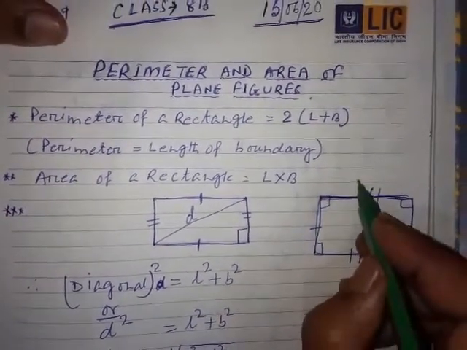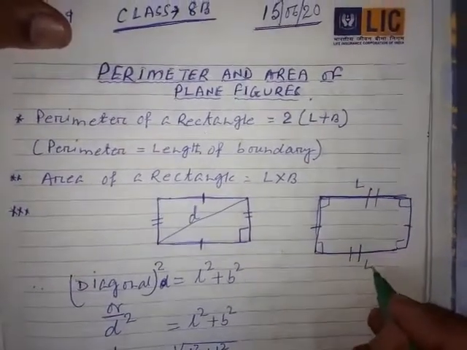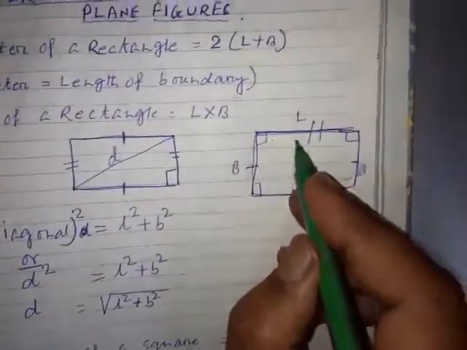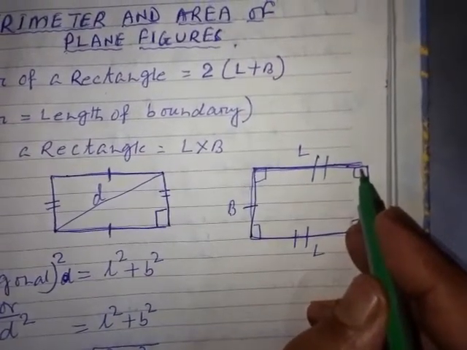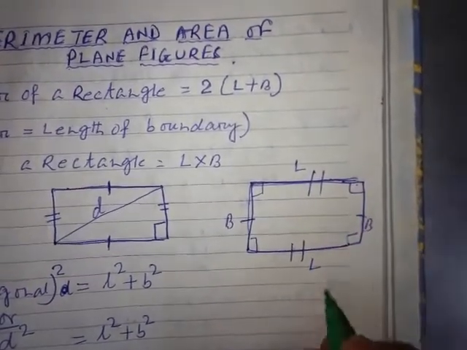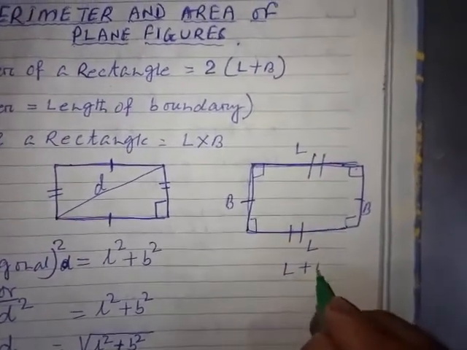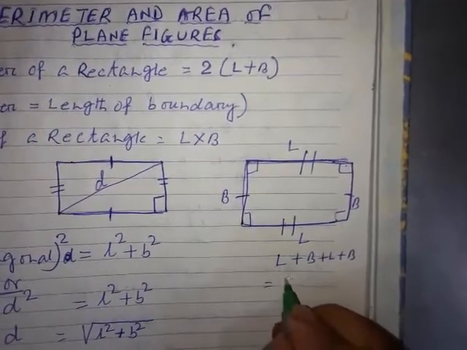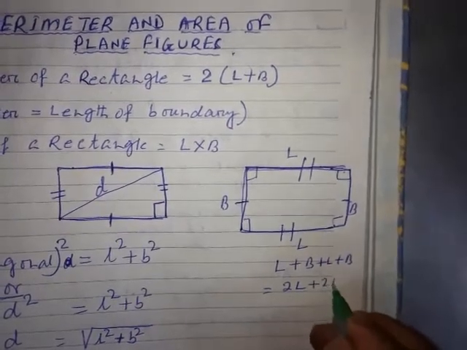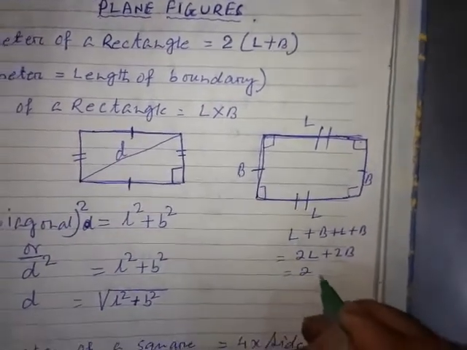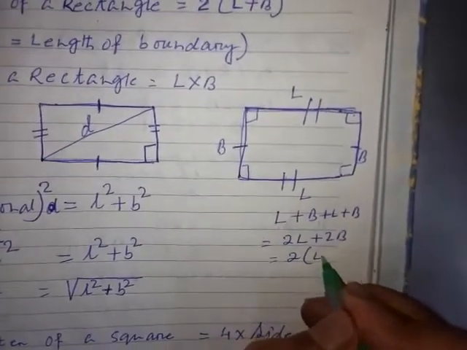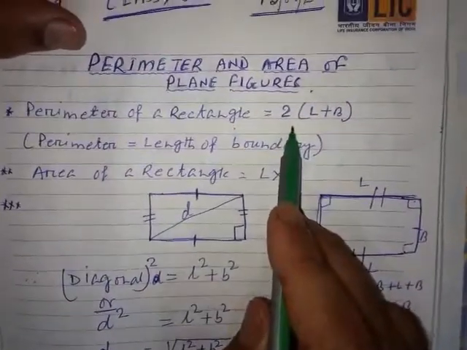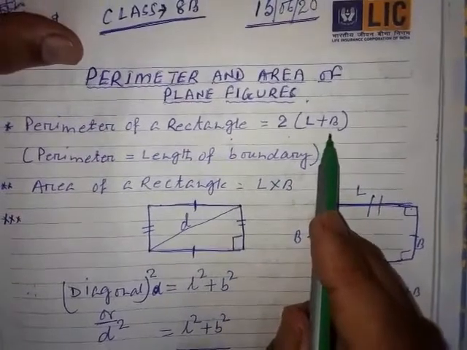Now suppose this is length L, this is also L, this is B, this is also B. If I ask you the perimeter of this rectangle, how are you going to find it? You are going to add all the sides. If you add it, what will come? L plus B plus L plus B. If you arrange it, what is coming here? 2L plus 2B. Now if you take 2 common from both, what is left over? L plus B. Like that this formula comes. Perimeter of a rectangle is equal to 2 into (L plus B).